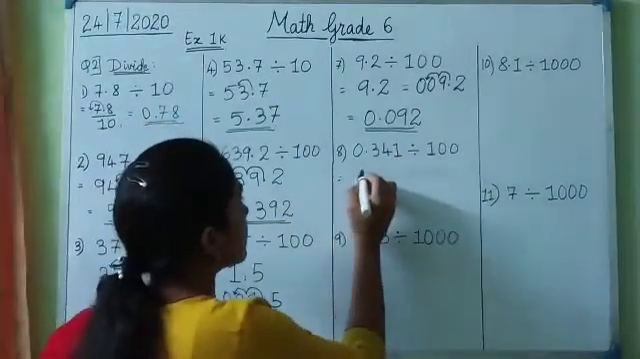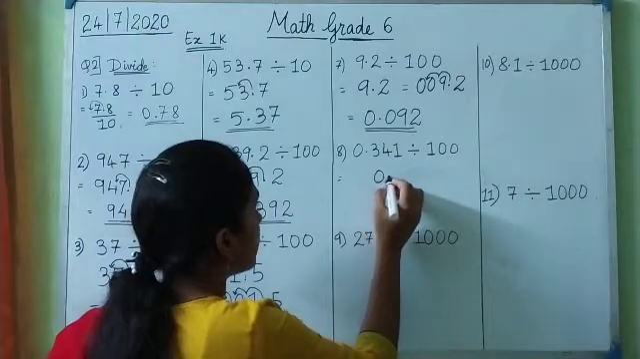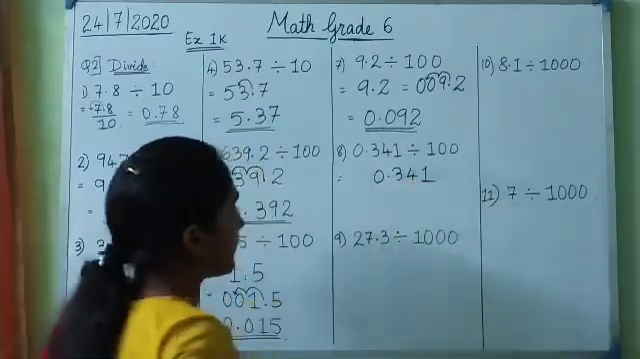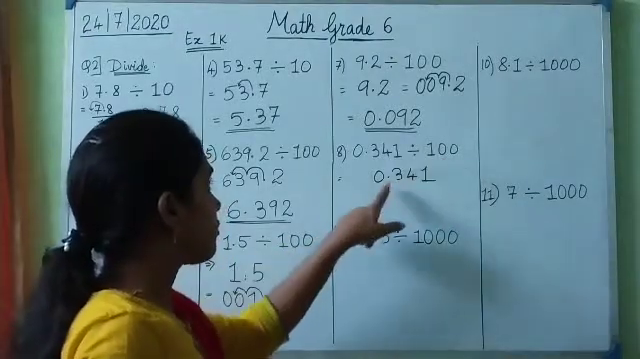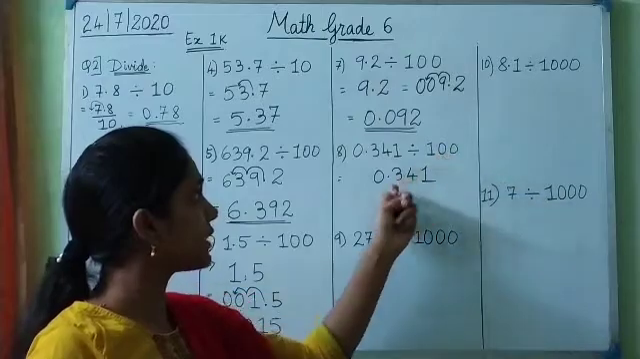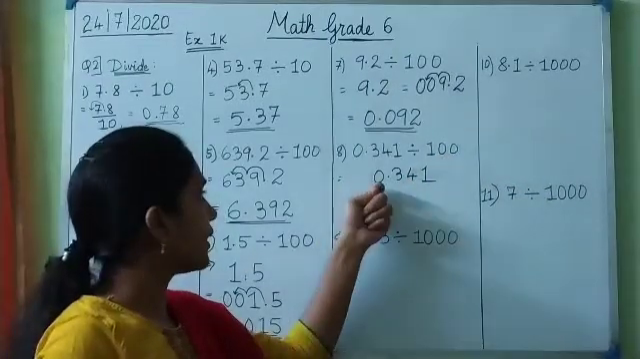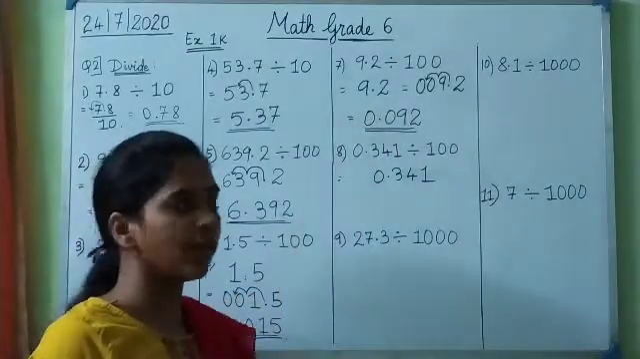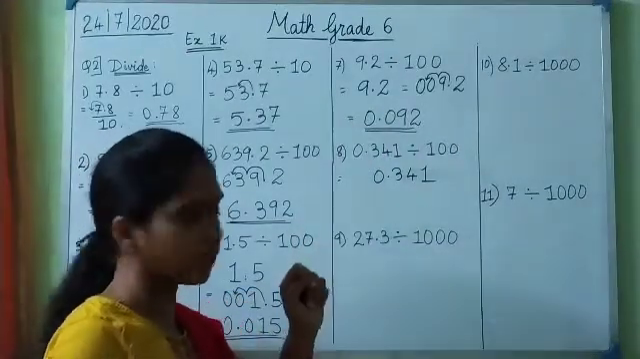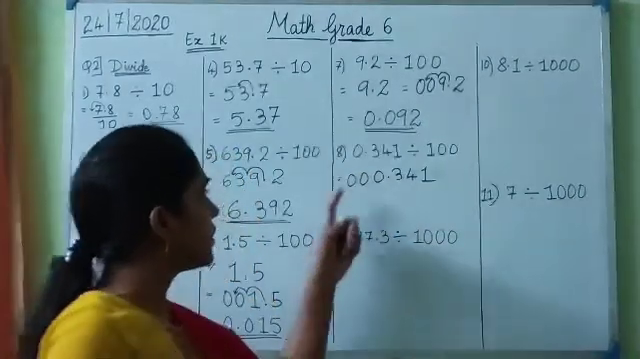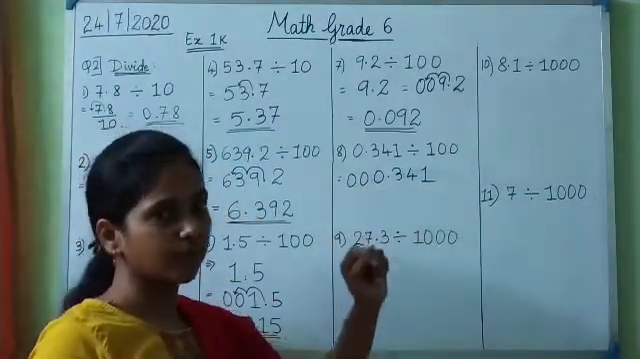Now the eighth one is 0.341. Here also before the decimal point there is only one digit and we have to move the decimal point by 2 digits. So I do the same thing as I did in the 6th and 7th problems. I have to add zeros in front of this. So after adding 2 zeros, this becomes 000.341.